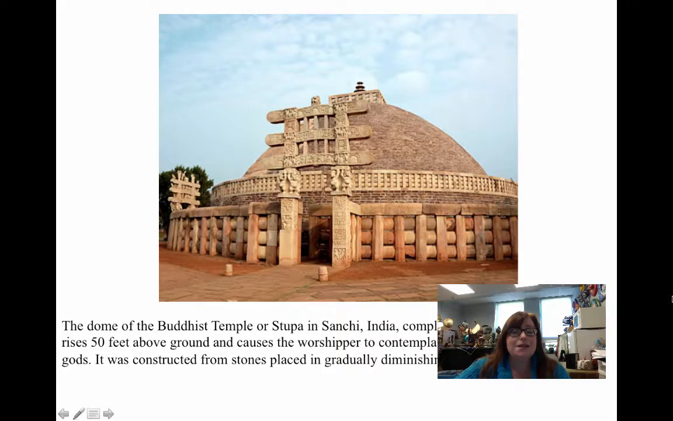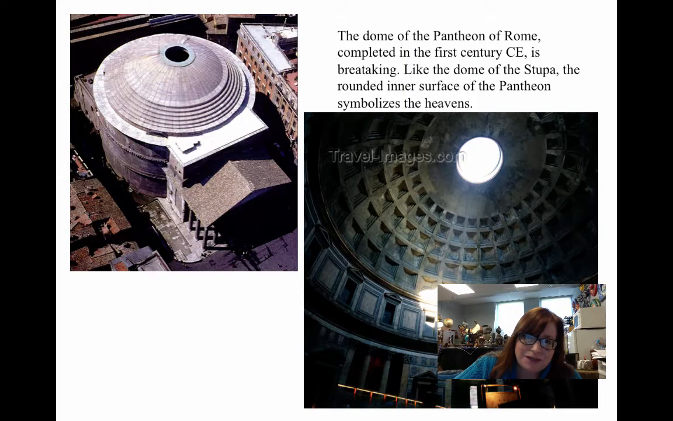But in any case, this dome is a bit higher than maybe a regular Buddhist temple would be. It's 50 feet above the ground because they've got a dome, and it also allows the worshiper to contemplate the dwelling temple of the gods. Depending on the type of Buddhism, sometimes there's lots of gods involved, sometimes not. From place to place, Buddhism changes. But in any case, this dome was constructed from stones placed in gradually diminishing concentric circles, which are known as corbels. That'll be important later.